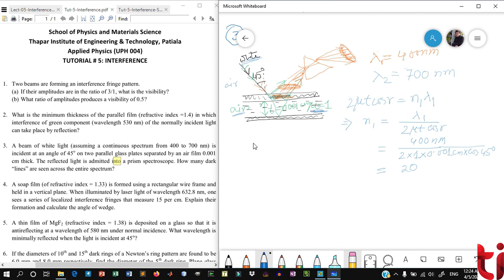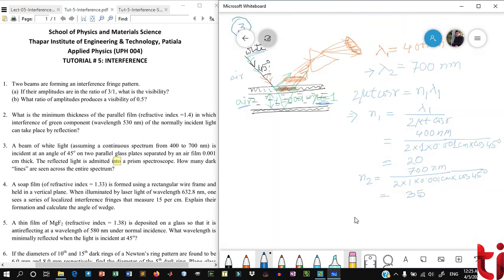Now similarly for the wavelength lambda 2, we can find out the corresponding order number. So in that case n2 will be 700 nanometer, and this will give us n is equal to 35. Now once we have these two order numbers, the next is in this reflected part of this beam, as it is moving towards the prism, those wavelengths for which the order number lies between 20 and 35 would be absent.